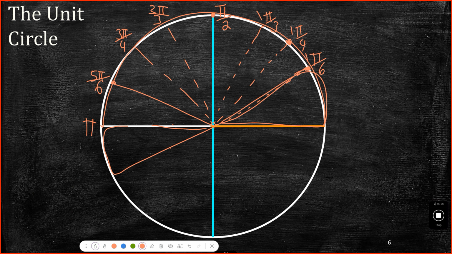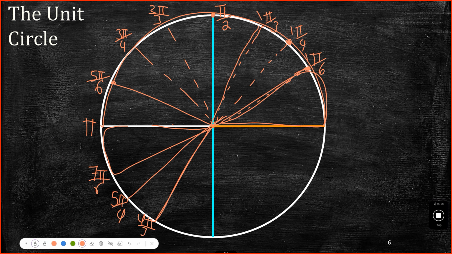So this one would be 7 pi by 6. This one would be what? What is 4 plus 1? 5 pi by 4. And this one over here would be 4 pi over 3. So it's just pattern recognition. What's 2 plus 1? It's going to be 3 pi by 2.